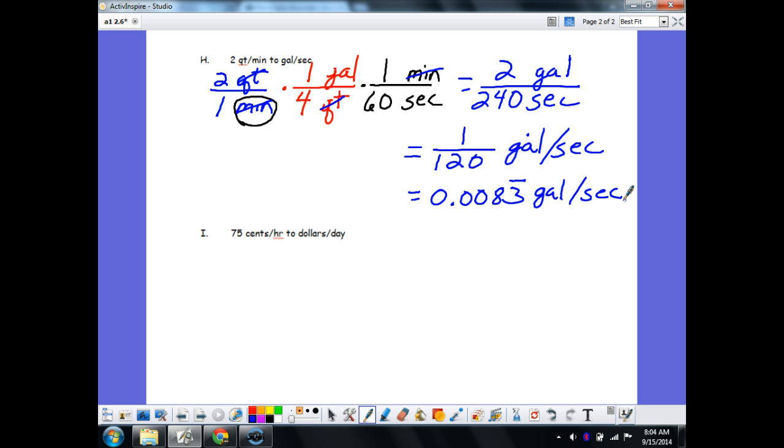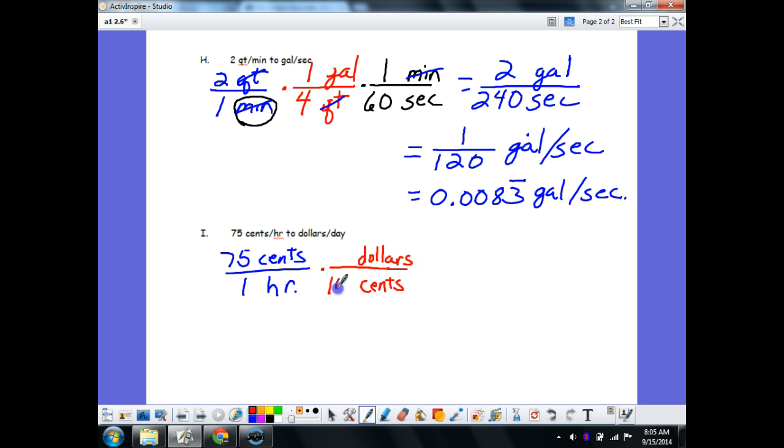All right, then in I, we're starting off with 75 cents per hour, so that's in 1 hour. Once again, we're going to do 2 conversions, focusing on one at a time. We want to get to dollars per day, so let's convert the cents to dollars first. To get the cents to cancel out, we want to put that on the bottom and dollars on top.